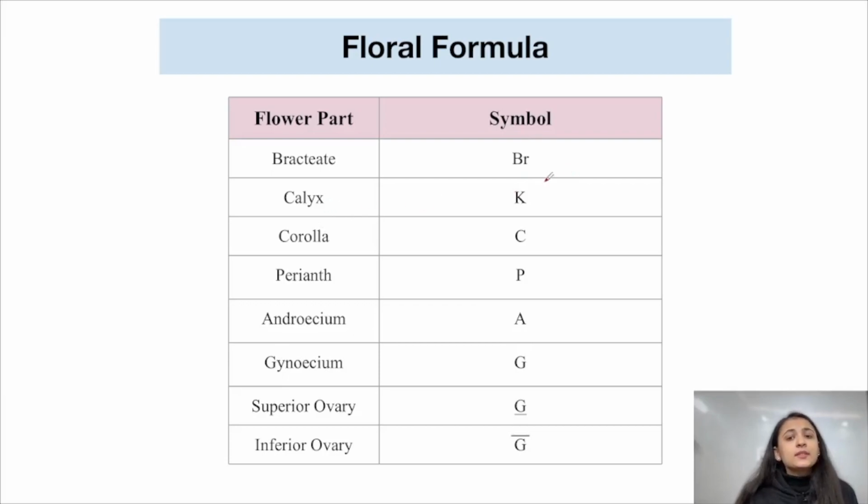For calyx, the term K is given as the symbol. For corolla, the term C is given as a symbol. For perianth, the term P is given. For androecium A, for gynoecium G.